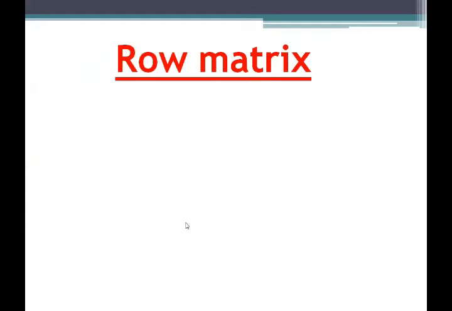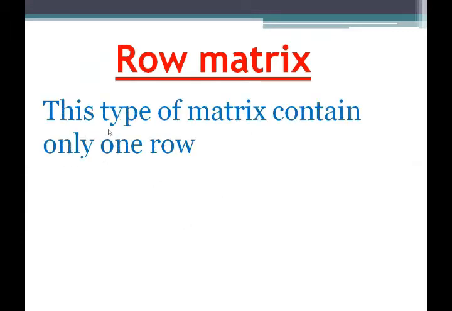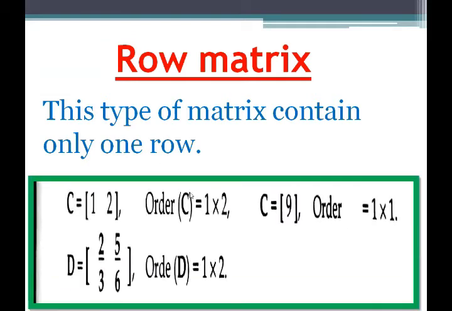Now, row matrix. The definition of row matrix is that this type of matrix contains only one row. Example: C is equal to matrix 1, 2. So how many rows here? Only one row. But there are 2 columns. But we just focus on the number of rows. If there is 1 row, we call it a row matrix.